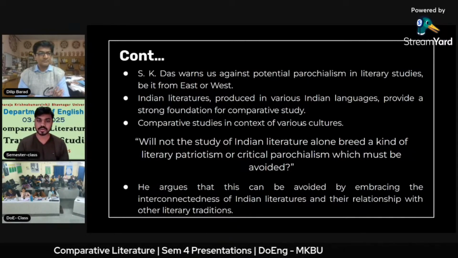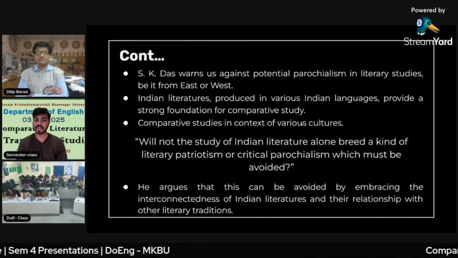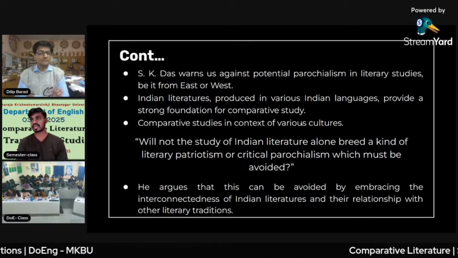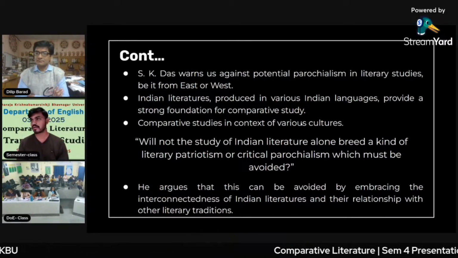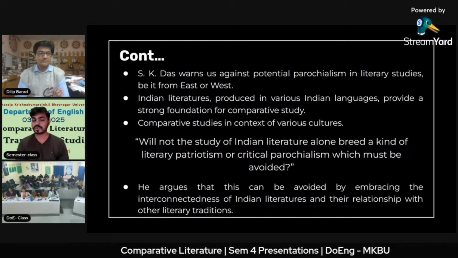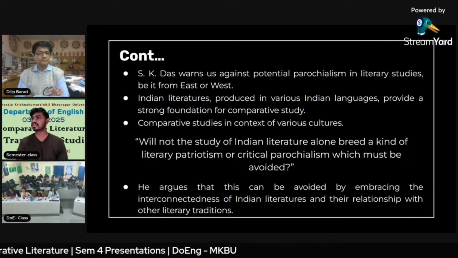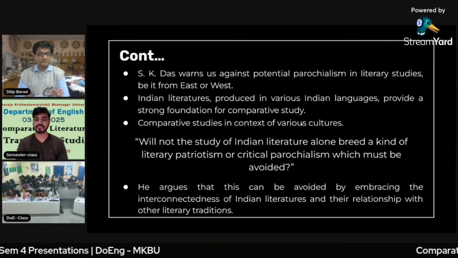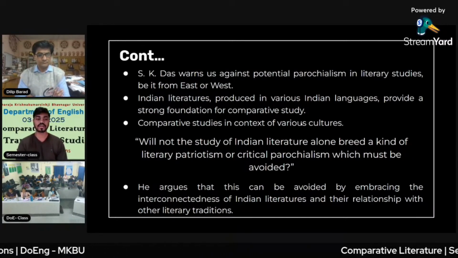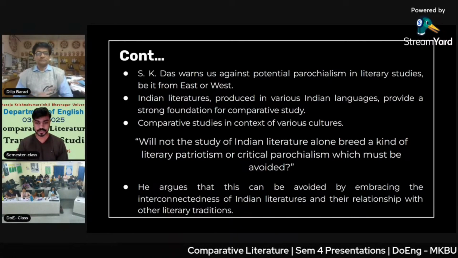Indian literature produced in various Indian languages provides a strong terra firma, or strong foundation, for comparative studies, because, as I have said, India has various languages, and they all form a strong framework for doing comparative studies. And subsequently, he also raises the question: will not the study of Indian literature alone breed a kind of literary patriotism or critical parochialism which must be avoided?